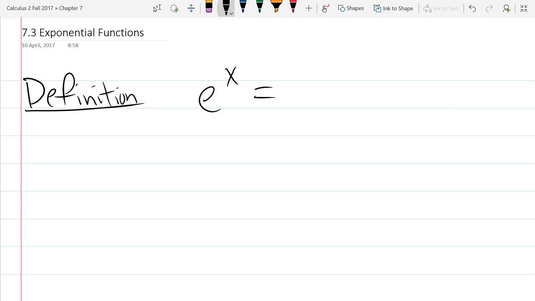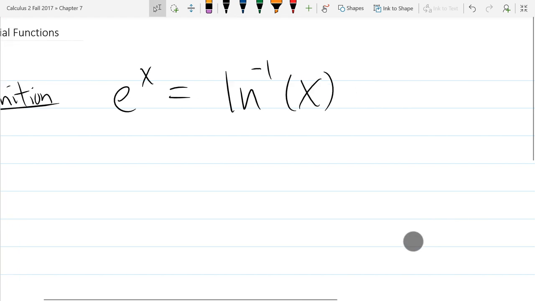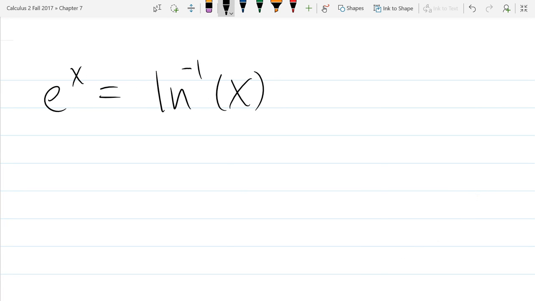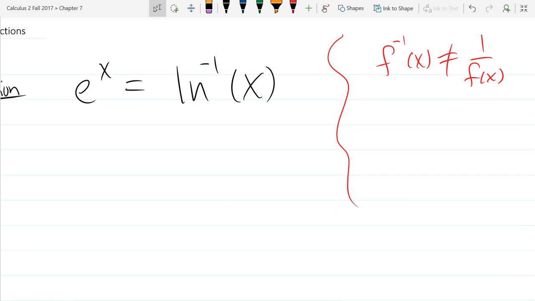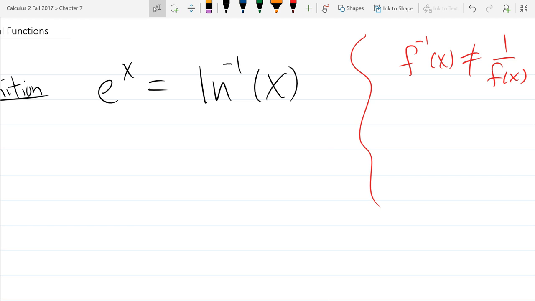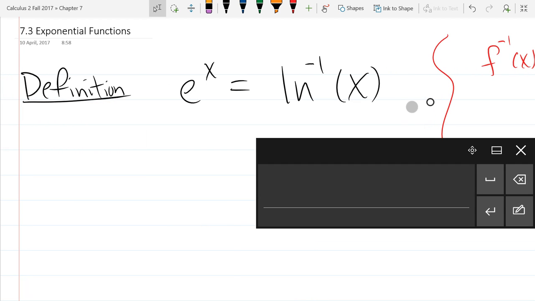So the e to the x function is ln inverse of x. And I'm pretty sure I mentioned the inverse notation before. Negative first powers in function notation does not mean the reciprocal function. That's only true if you've got a number and you're looking at a negative first power of a number. But functions are not numbers. So this is referring to the opposite function, or the inverse function. So that's the definition.